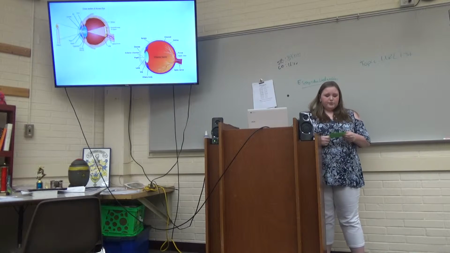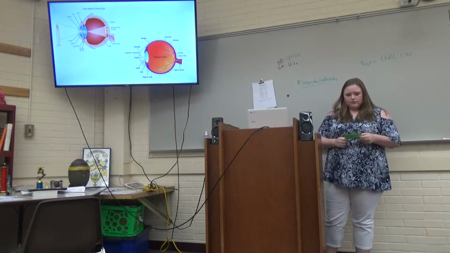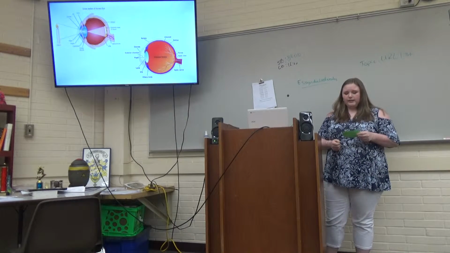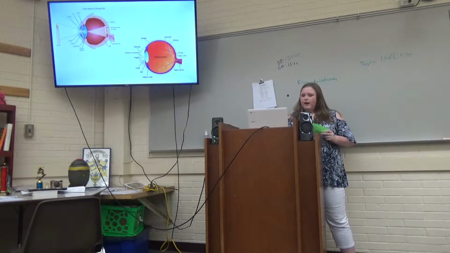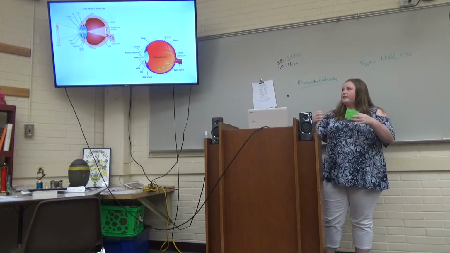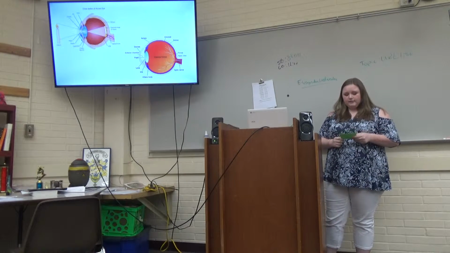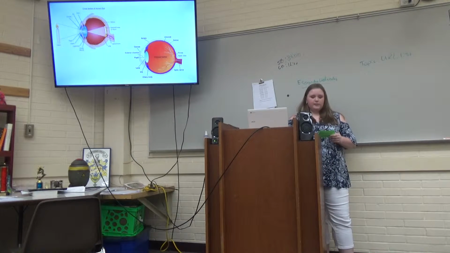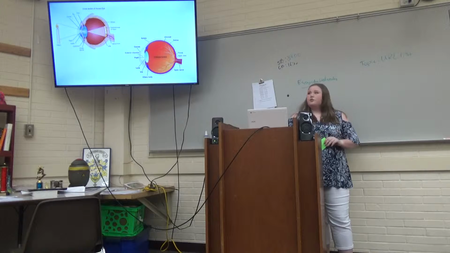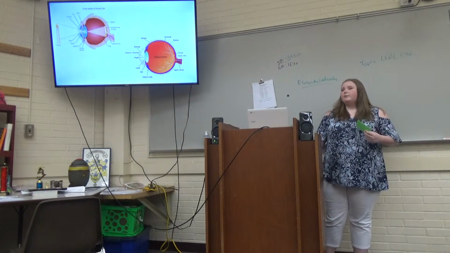According to Vaughan and Asbury's General Ophthalmology, the cornea is the window to the eye. It's a transparent protective barrier over the outer layer of the eye right here. And it basically just helps guide the light rays through to your lens. Your lens is held in place by the ciliary body and the suspensory ligaments. It can change its shape, and this is called accommodation.